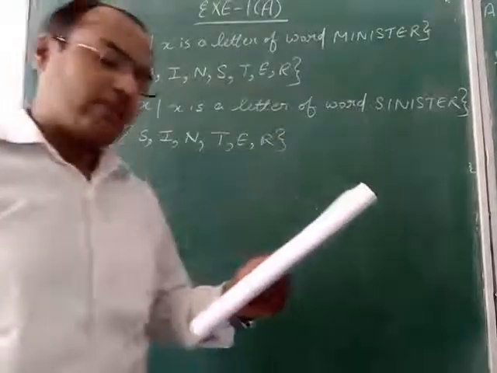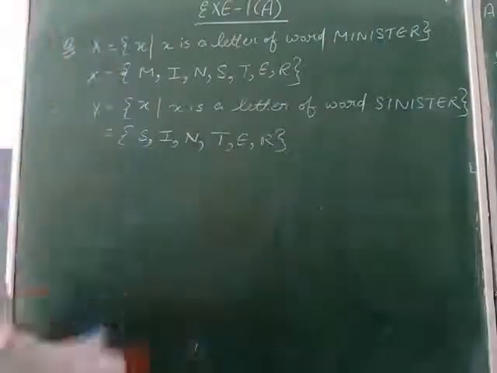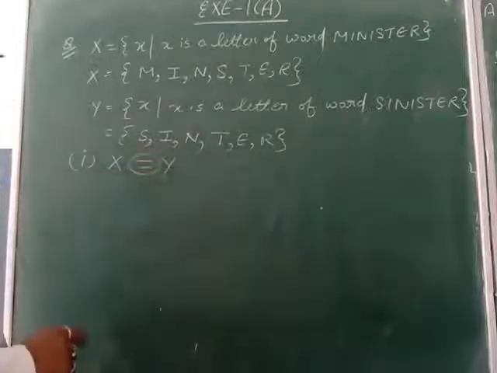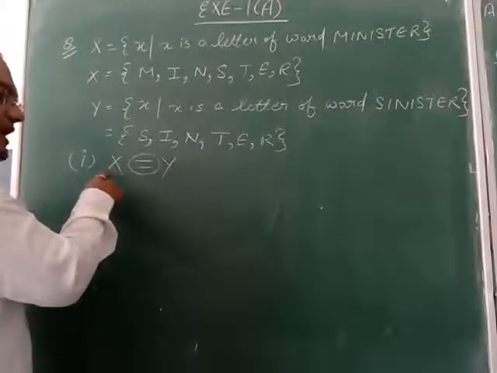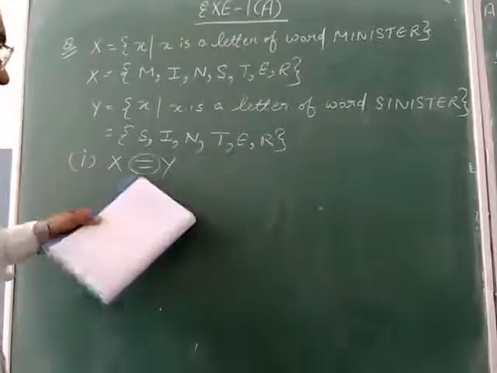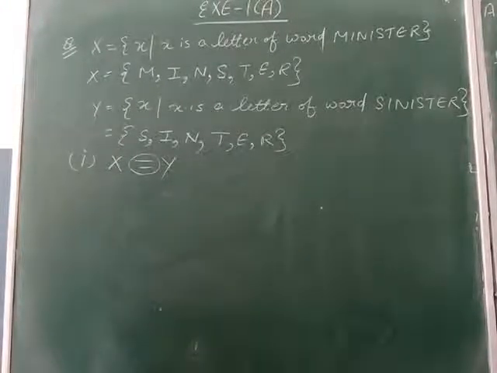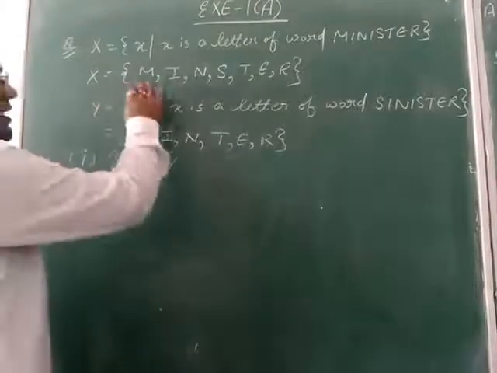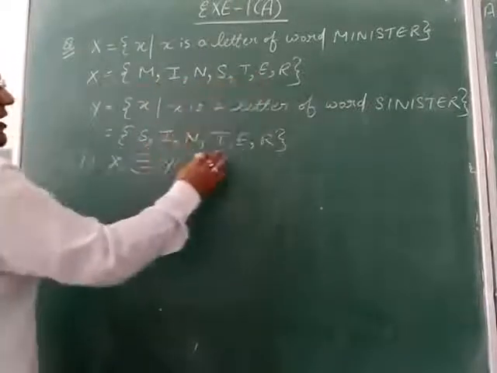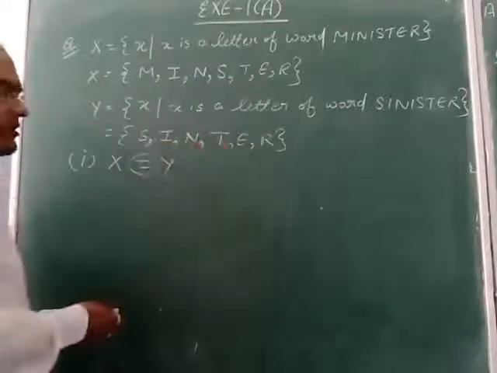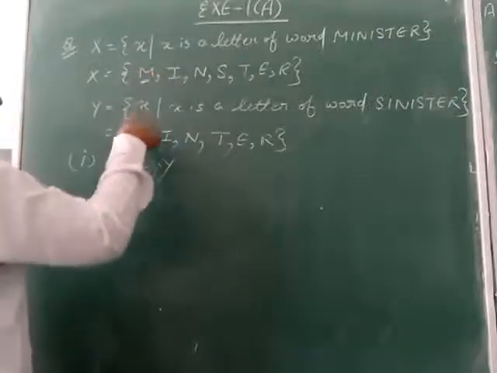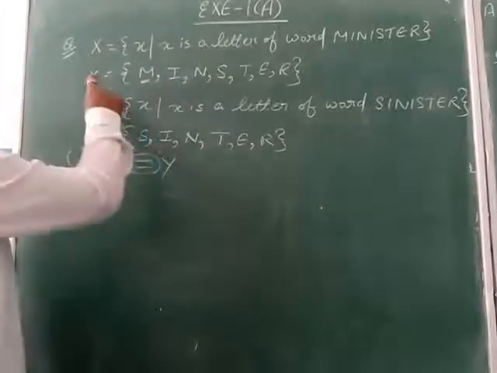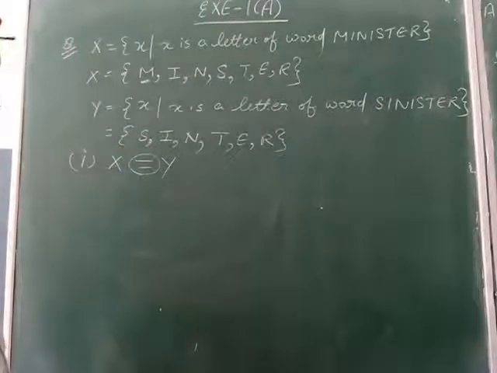Now the first part is, we have to state true or false. First part, X equal Y. Here the equal sign is coming in between. Equal means the elements of X and Y are same. We will check whether our X and Y elements are same or not. X elements are M, I, N, S, T, E, R. M, here M is not there. Since this alphabet is not coming here, that means these two sets' elements are not same.